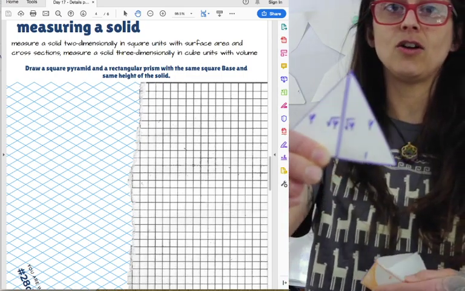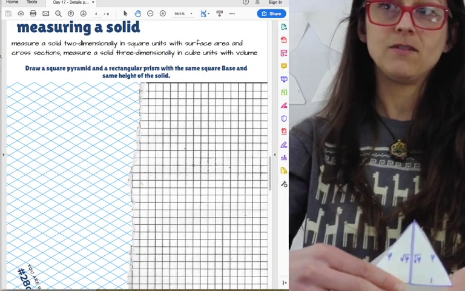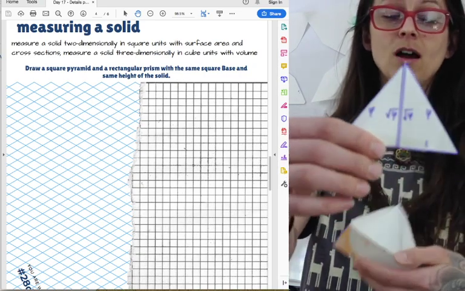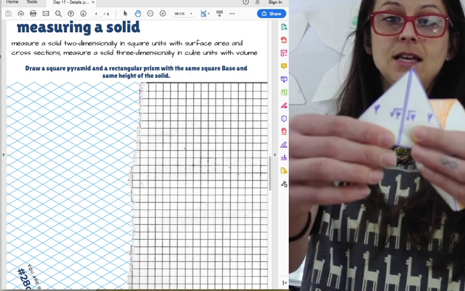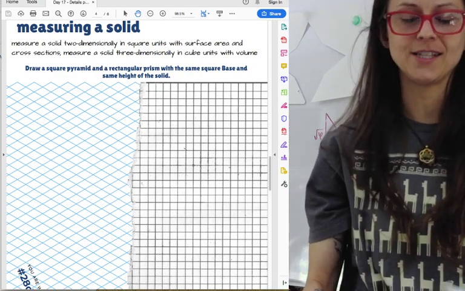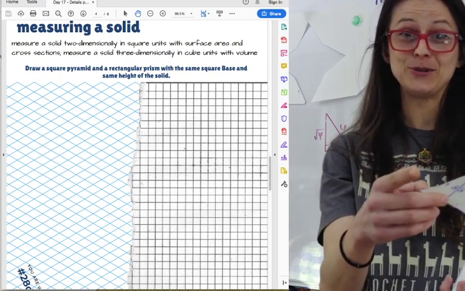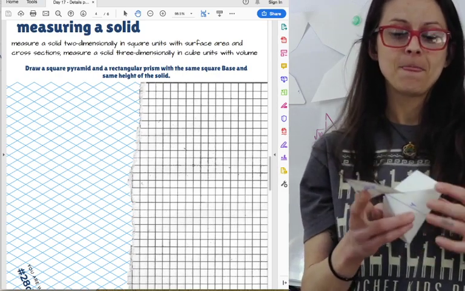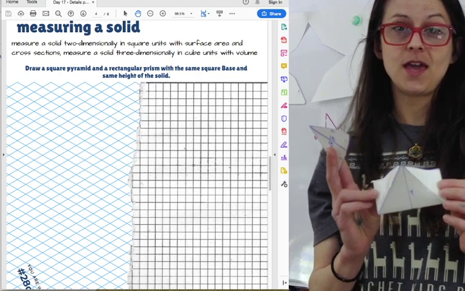Okay, this is our little cross-section of the Pyramid of Giza. So one cross-section we can create is an isosceles triangle. There are so many other cross-sections of a pyramid, and I encourage you to try to find them all. How many are there? What do you think?